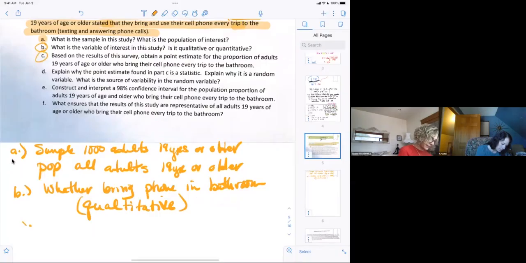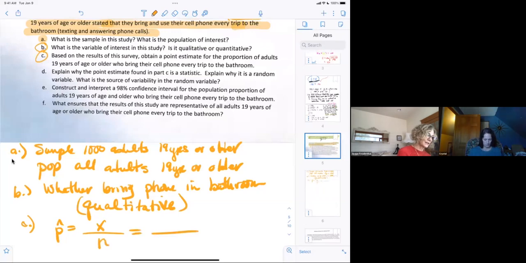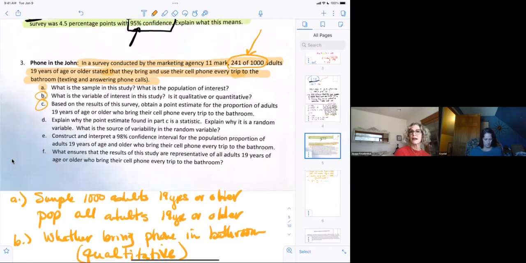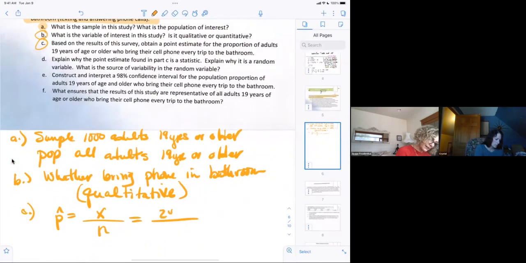Part C now. Based on the results of the survey, obtain a point estimate for the proportion of adults 19 years of age or older who bring their cell phone into the bathroom every trip. So p hat, because we're measuring proportion, x over n, and they said 241, I believe, yes. Okay, so 241 out of 1,000, or we can write that as 0.241 in decimal.